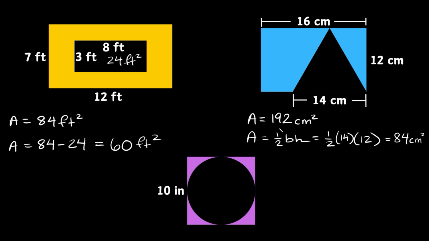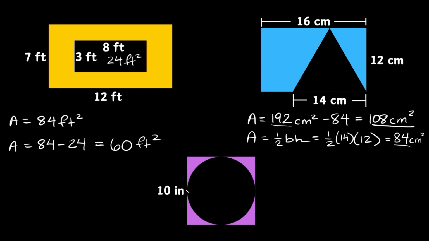Okay, so in order to find just the shaded region, the blue region, again, we'd have to take the total area, which we know is 192, and subtract out this triangle, this missing part, which is 84. So 192 minus 84 is equal to 108, right? So just the blue region, the shaded region, is 108 centimeters squared. All right, let's do one more down here.